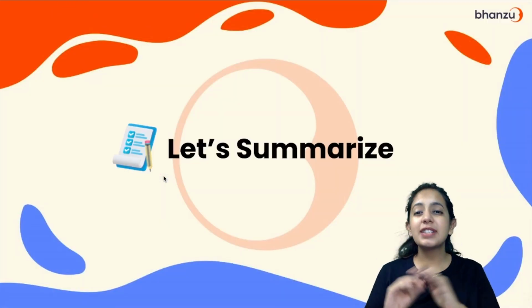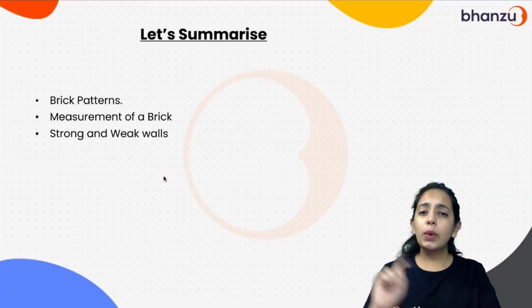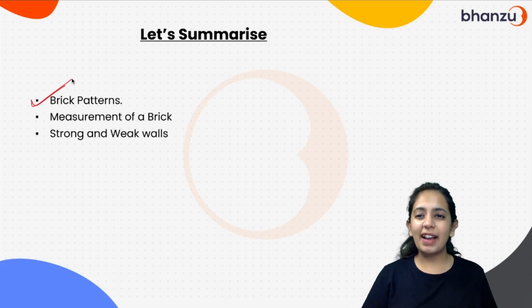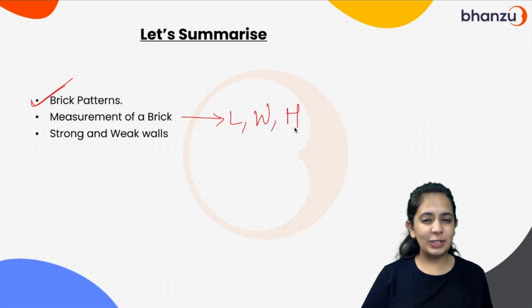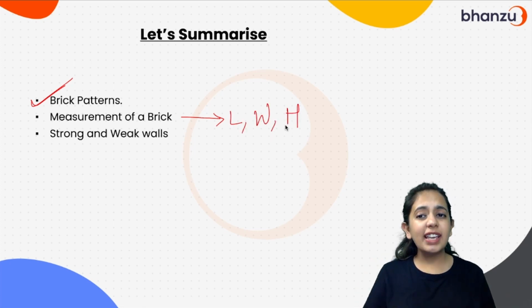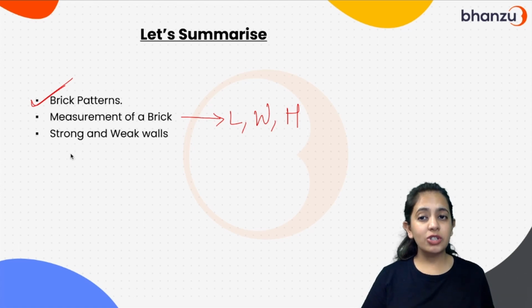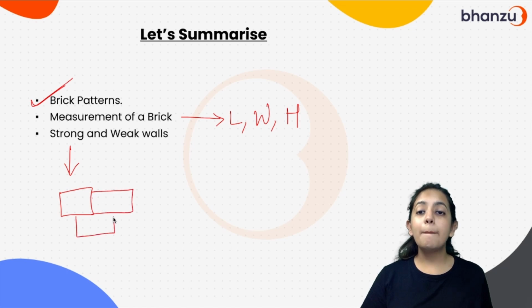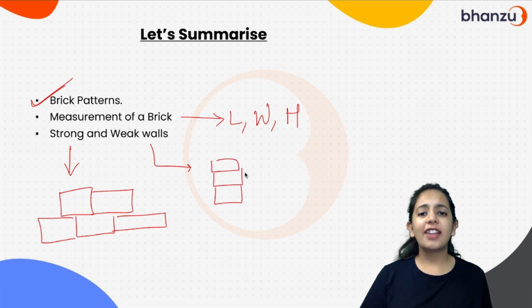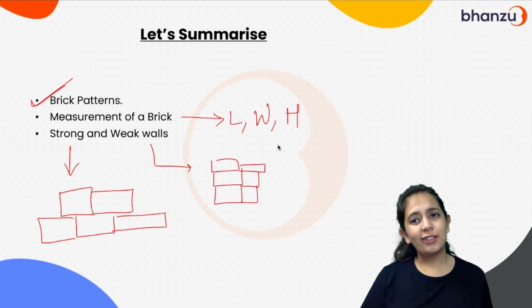Now let's summarize whatever we have learnt in today's class. We have learnt about some amazing brick patterns. Then we have also learned how to measure the brick's length, width and height using a scale or inch tapes. And then we have also seen what are strong and weak walls. Just remember, in the strong walls, in every 2 bricks there is a base at the bottom. Whereas in the weak walls, they are all arranged below each other in the form of columns.